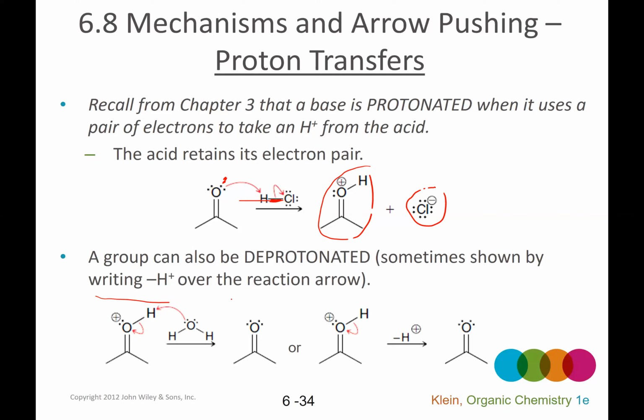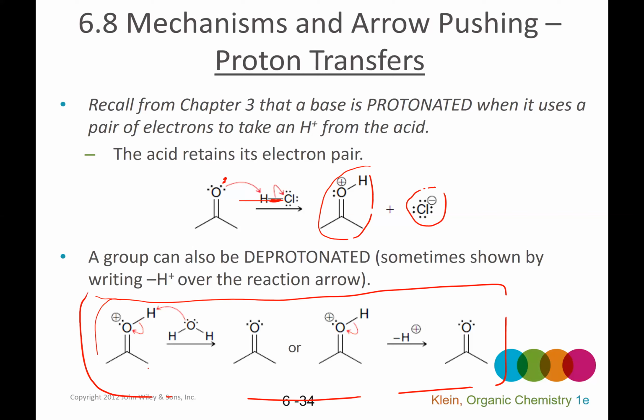Down here, we show two forms of this. The complete form shows, in this case, water acting as a base, the lone pair forming a bond to hydrogen, the OH bond breaking is shown by the arrow. The electrons in the bond go on to the oxygen. And when this loses a hydrogen, it forms this compound, right? Plus H3O plus.